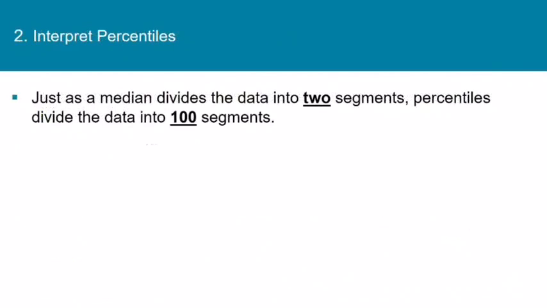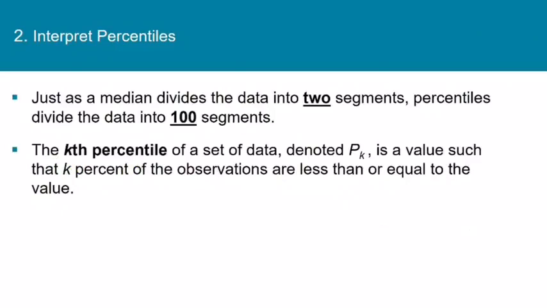Now let's leave z-scores for a few minutes and let's go ahead and talk about percentiles. Just as a median divides the data into 2 segments, percentiles divide the data into 100 segments. I know you've seen test results and things that say like the 98th percentile or the 63rd percentile.